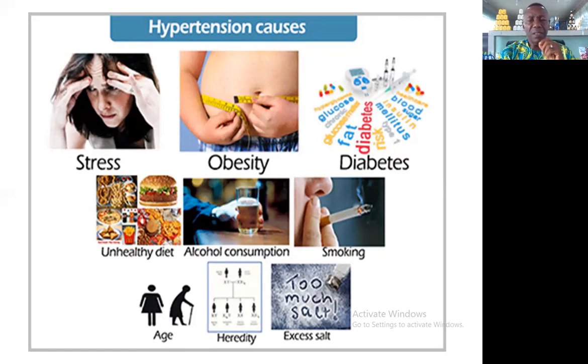Number one, stress. When you allow yourself to be troubled that much, it could bring about an increase of the pressure of blood on the walls of the arteries. Obesity, being oversized in one's body, could equally bring it about. Diabetes is known to bring about hypertension. Unhealthy diet can bring about an increase of unhealthy fat deposit along the blood vessels. Then alcohol consumption, smoking, age, heredity, and of course, excess salt in our diet bring about an increase in blood pressure.